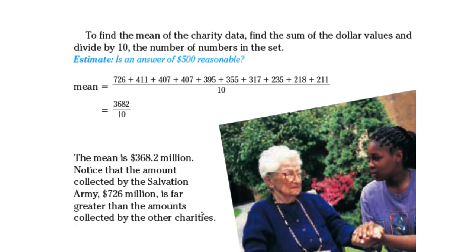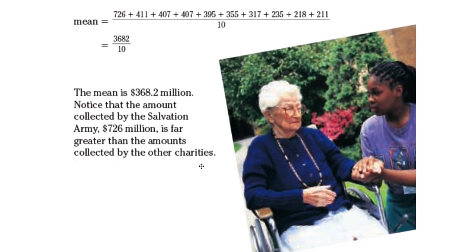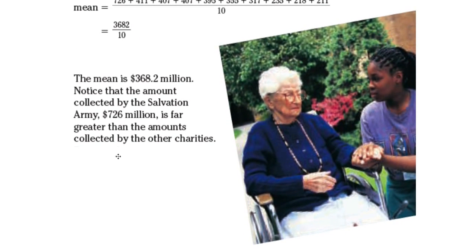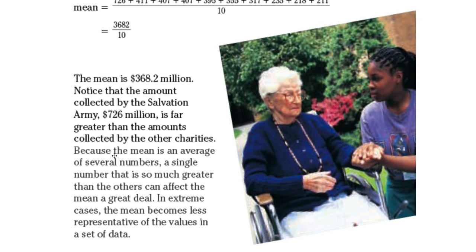Notice that the amount collected by the Salvation Army, $726 million, is far greater than the amounts collected by other charities. So after finding the mean, which is $368.2 million, you analyze the set of data and look at 726 as greatly higher than all the numbers in the set. Because the mean is an average of the several numbers, a single number that is so much greater than the others can affect the mean a great deal. In extreme cases, the mean becomes less representative of the values of the set of data.